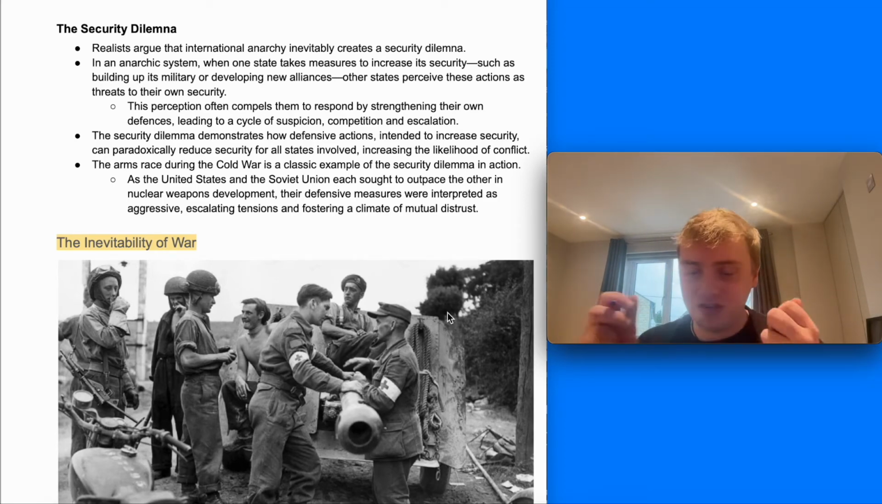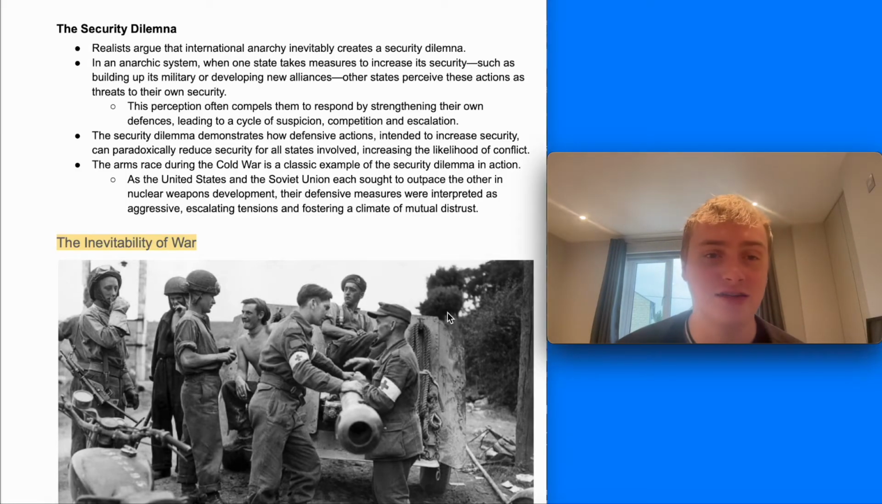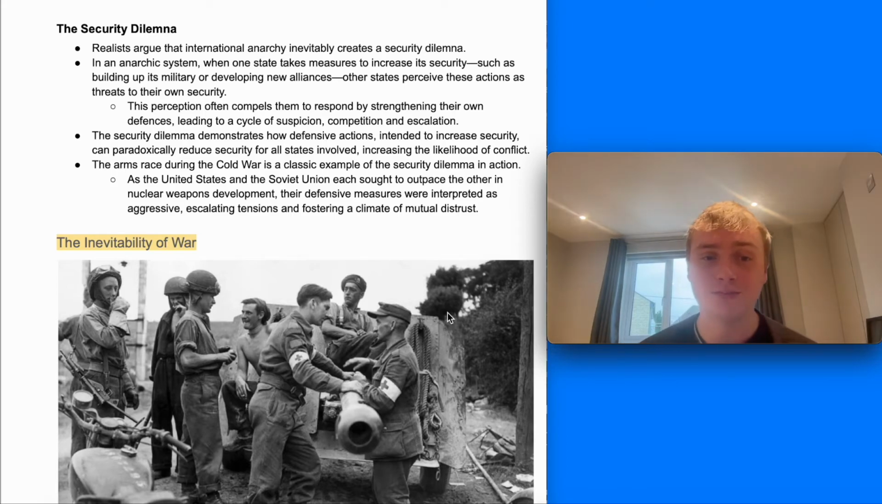as the states are constantly suspicious of each other, and because only they can protect themselves in the view of realists. If one state increases its threat and military power, then your state is going to do exactly the same to protect itself. And this demonstrates how defensive actions intended to increase security can paradoxically reduce security for all states involved, increasing the likelihood of conflicts, and that's where the name security dilemma comes from. The arms race during the Cold War is a classic example of this.